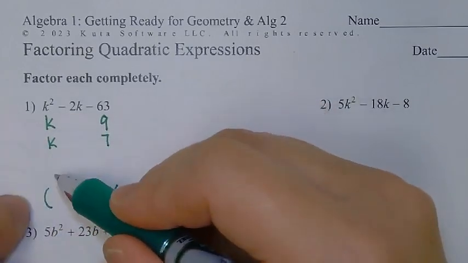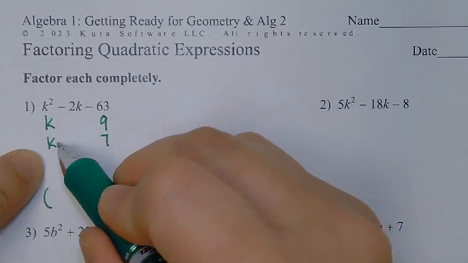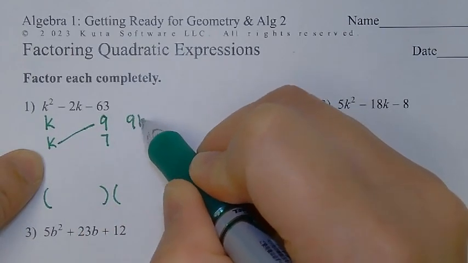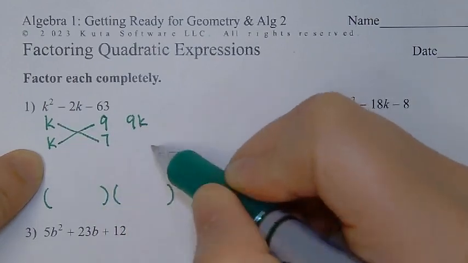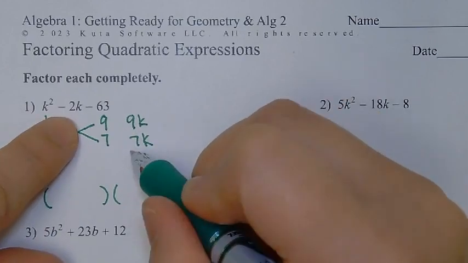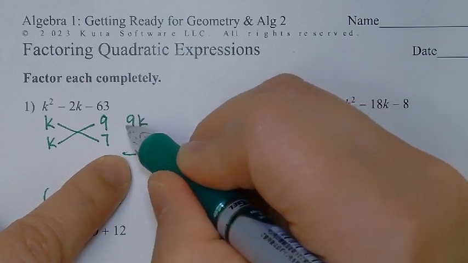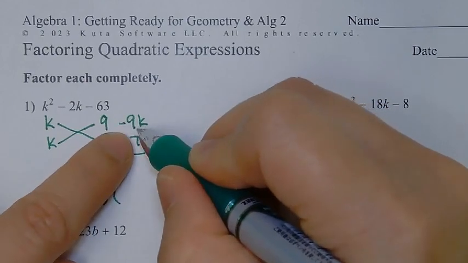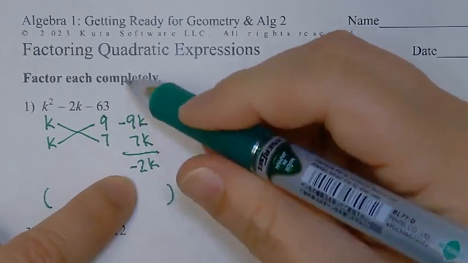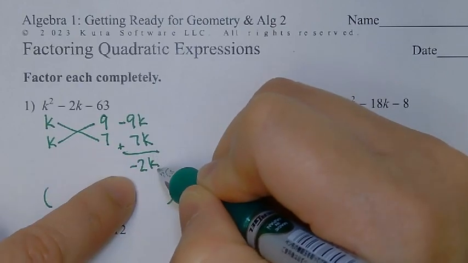So once we get those two factors, I know there's a negative there, but I'm going to assign the negative at the end. So k times 9, this is what we call cross multiplying, a little different kind, is 9k. K times 7 is 7k. So when we add these up, this is going to be our middle term. We want it to be equal to negative 2k. And the only way that's possible is if the 9 is a negative. So negative 9k plus 7k is equal to negative 2k.